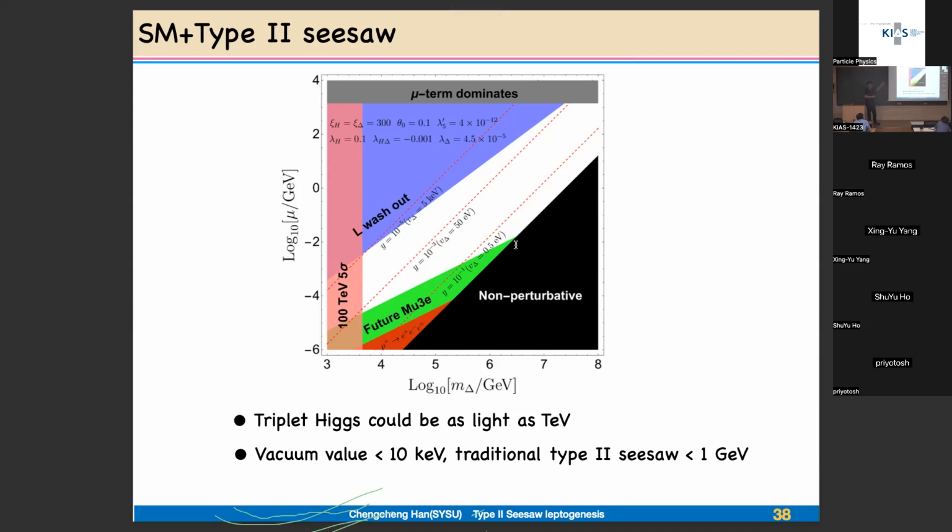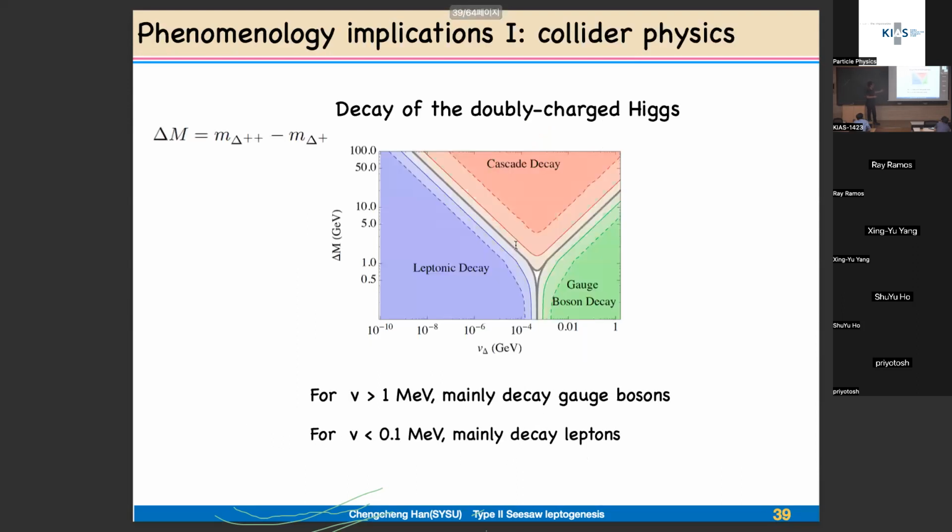Let me talk about the phenomenology of the model, to study the collider physics. People already study this, because the model contains a doubly charged Higgs. The decay of such a Higgs depends on the vacuum value, from 1 GeV to 10 to the minus 10 GeV. In this range we can explain neutrino mass, but depending on the vacuum value, it can decay to two W bosons, or it can decay to same-sign leptons.